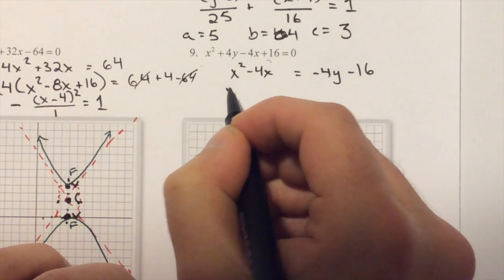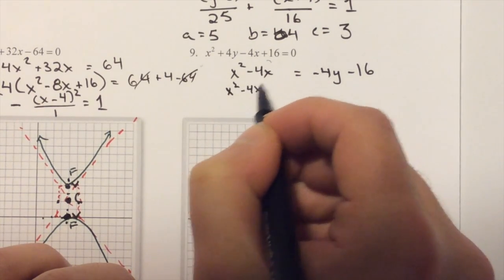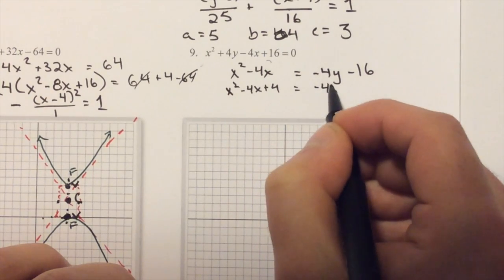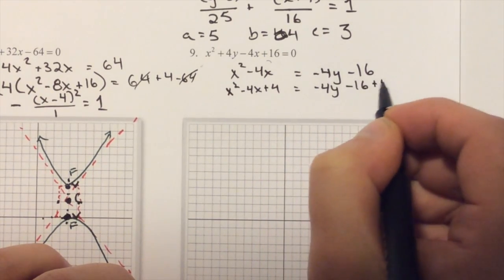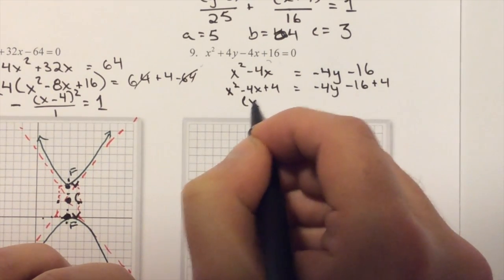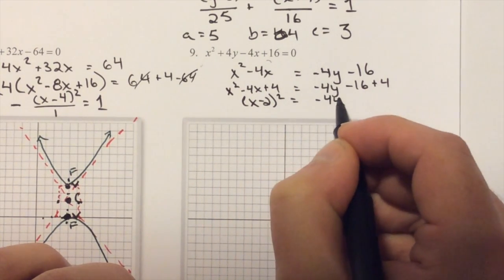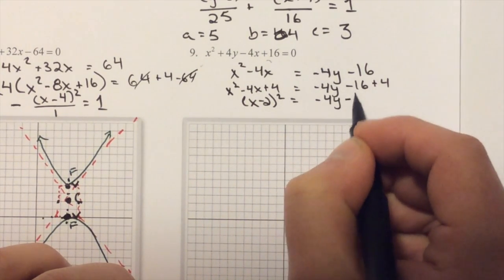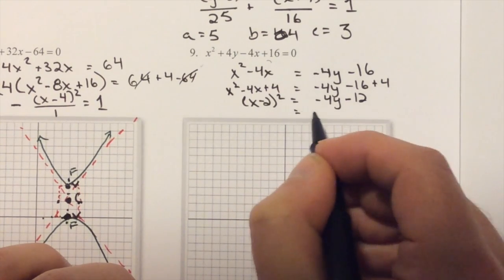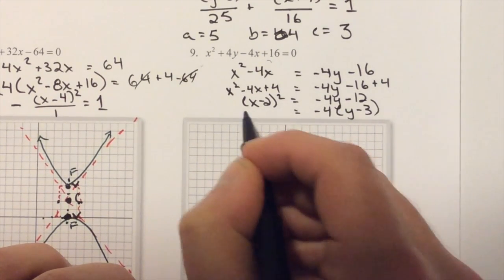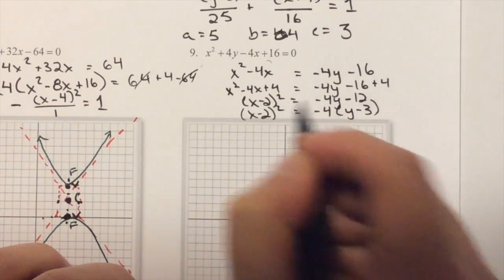I'm going to complete the square on this side, so half of negative 4 is 2, squared is 4, so I have x squared minus 4x plus 4. Whatever you do to one side, you do to the other. So I have negative 4y minus 16 plus 4. So that means I have x minus 2 squared equals negative 4y minus 12. Last thing I can do is factor out a negative 4. I have negative 4, y minus 3 equals x minus 2 squared.